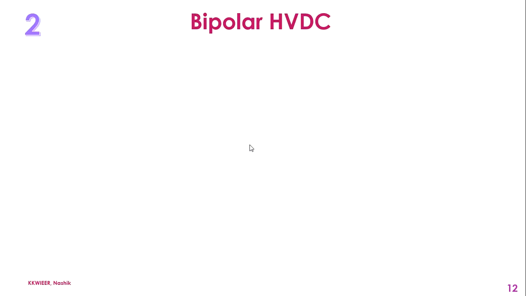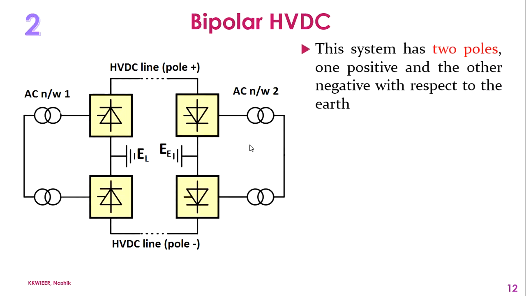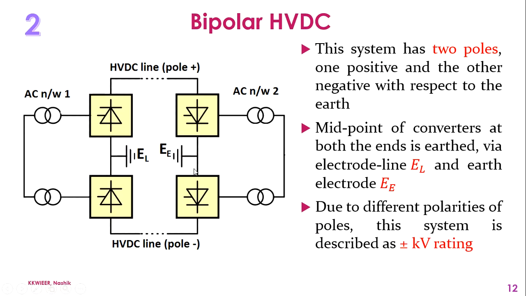Now we will see the block diagram for bipolar HVDC. So this is a block diagram. This system has two poles. Here you can see one is a positive pole and the other is a negative pole with respect to this earth. So the midpoints of the converters at both ends are earthed via electrode line EL and earth electrode EE. Due to the different polarities of the poles, this system is described as plus minus kV rating.